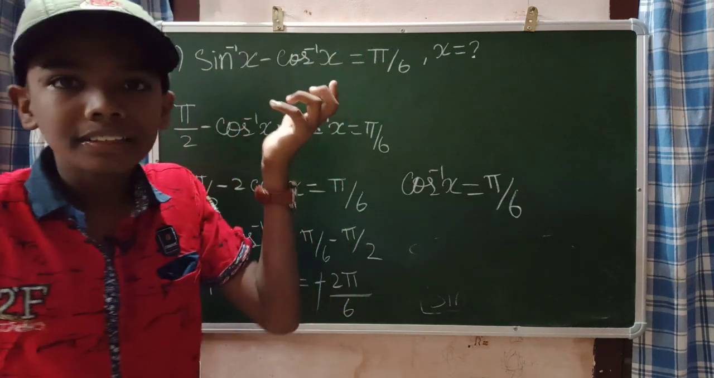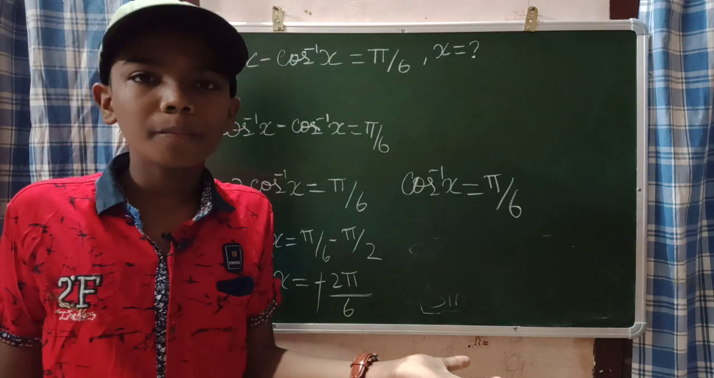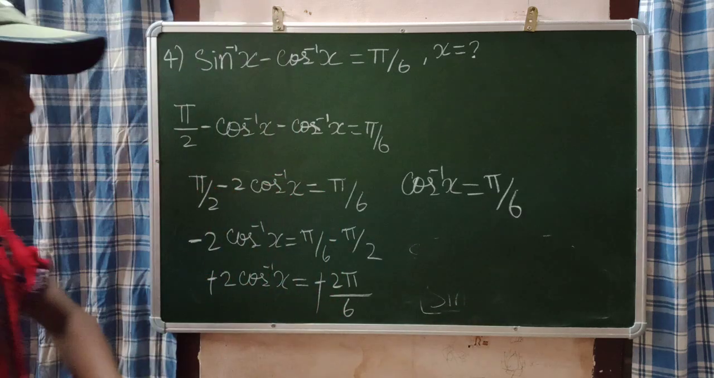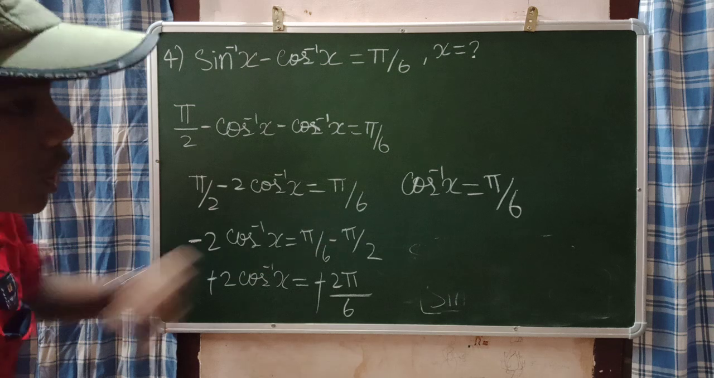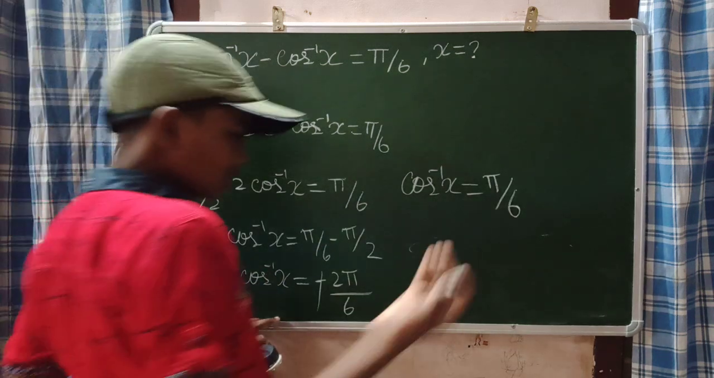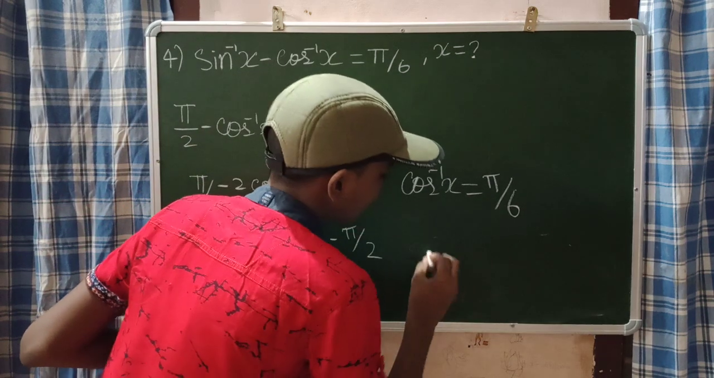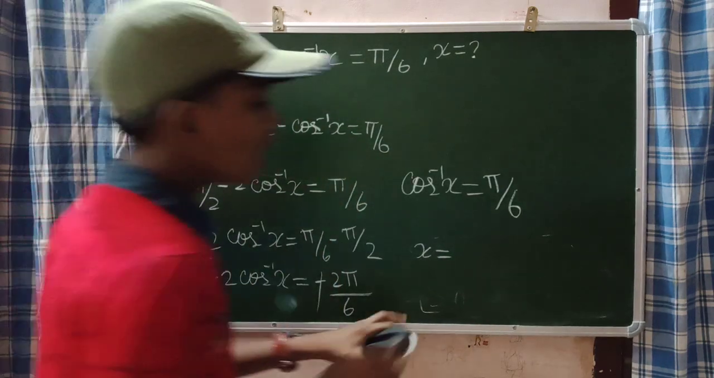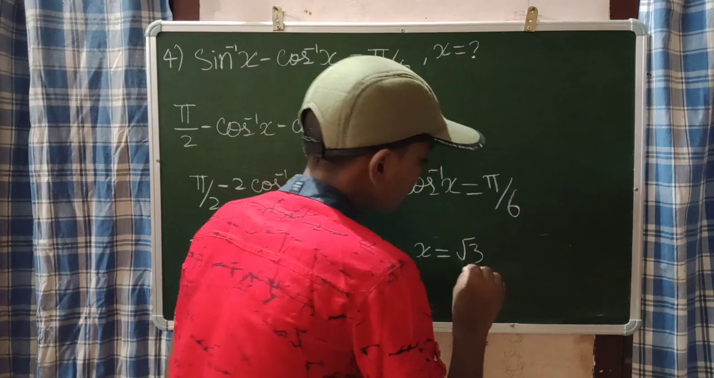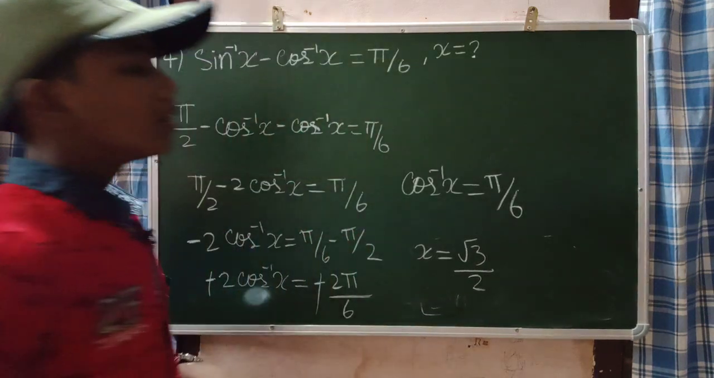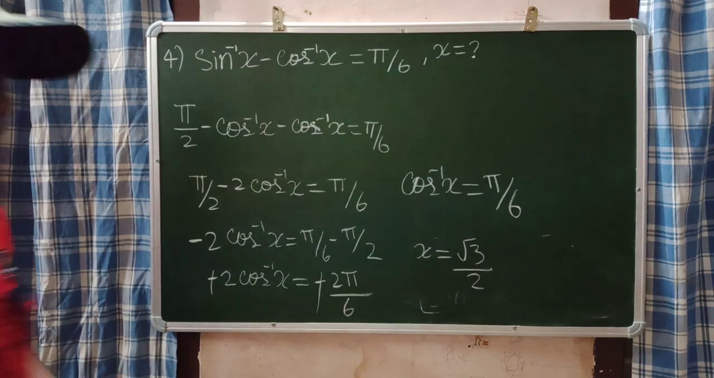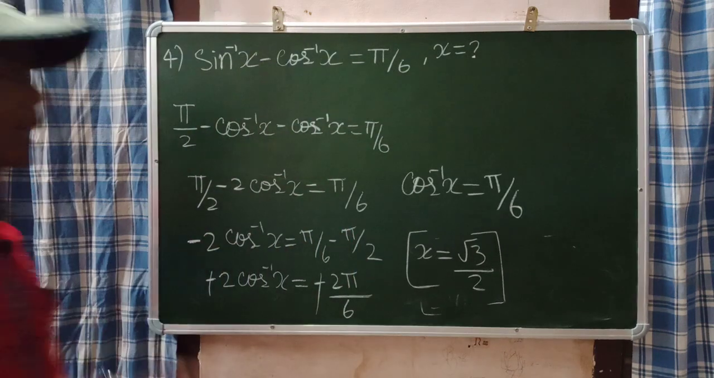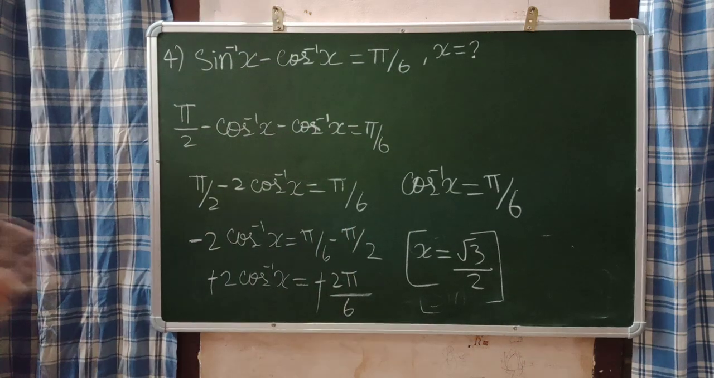Such a question I changed into a smaller form. That is the beauty of the inverse trigonometric formula. So cos inverse of x is equal to pi by 6, which means x will be equal to cos of pi by 6. Cos of pi by 6 is what? Cos of pi by 6 is cos of 30 degrees, which is root 3 by 2. That's all guys. So the value of x is root 3 by 2. That's all about this question.